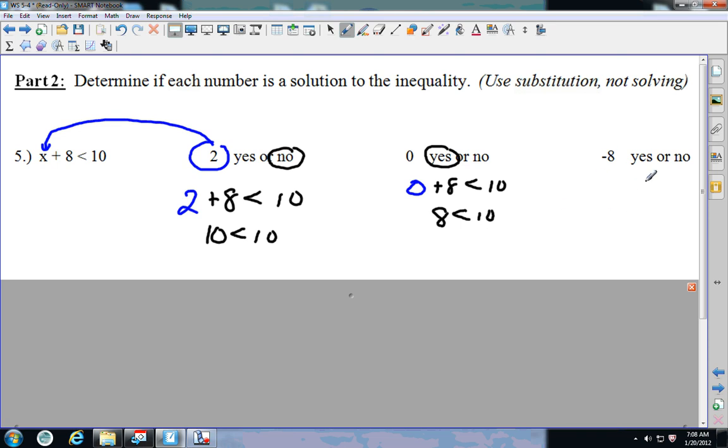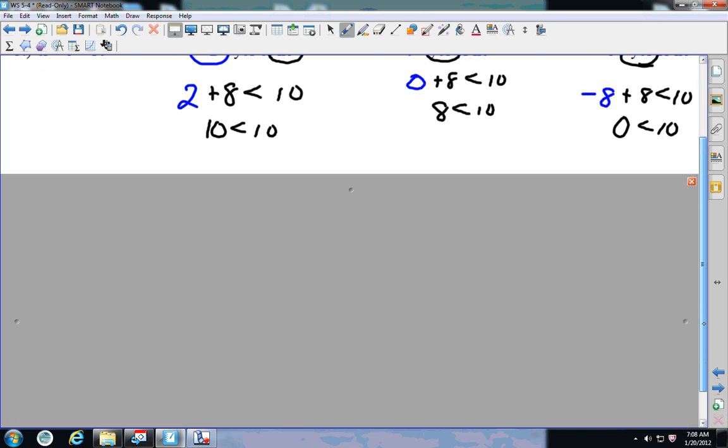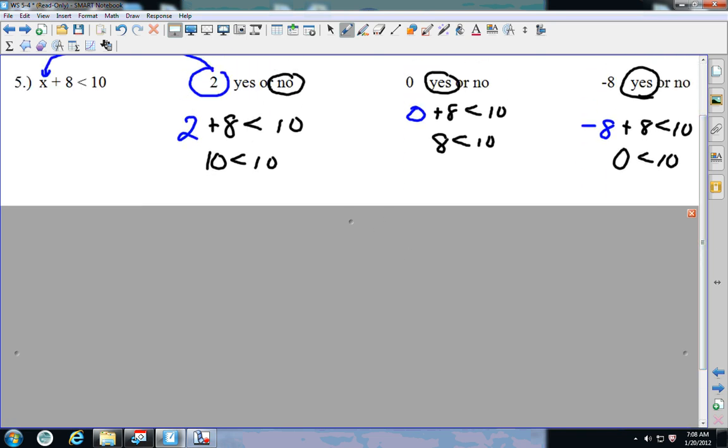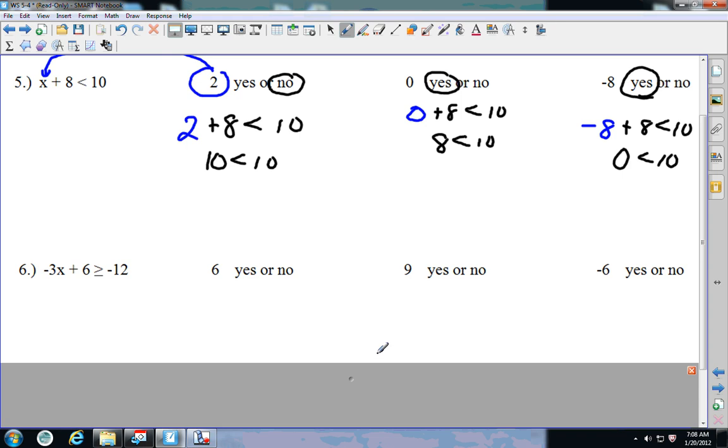The next one, it says negative 8. Substitute negative 8 in there. Negative 8 plus 8 is less than 10. Negative 8 plus 8 is 0. Is 0 less than 10? Yes, that is true. The next one. There's the next one. Pause the video and come back and see how you did.